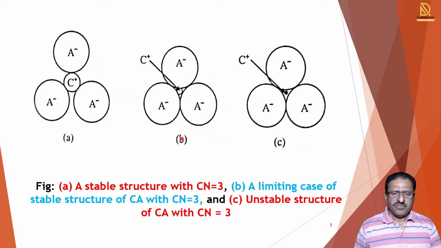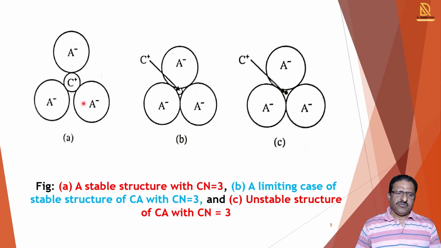Now we see structure A. In this structure, the cation touches the anion. So in all three cases, cation and anion touch, but anion and anion are not attached to each other. In this case the attractive force between cation and anion is more, but the anion-anion repulsive force is less. Because of that, the attractive force is more than the repulsive force. So this is a stable structure with coordination number 3.